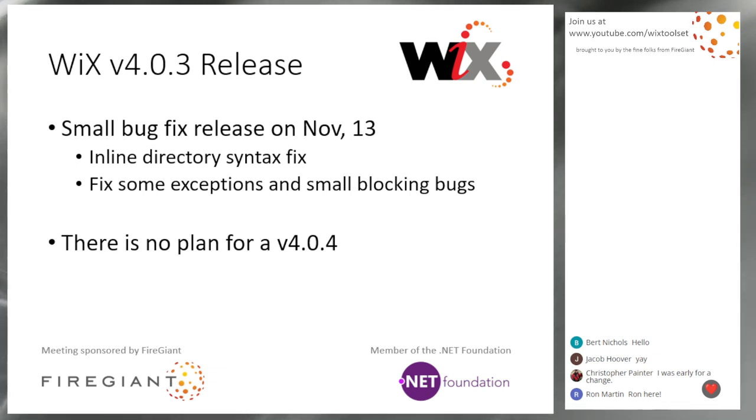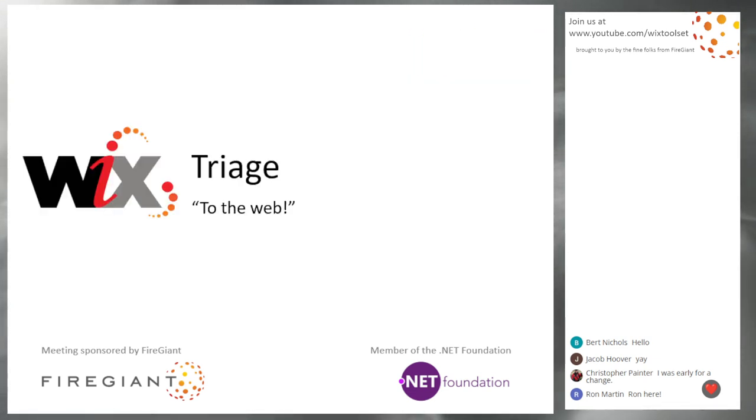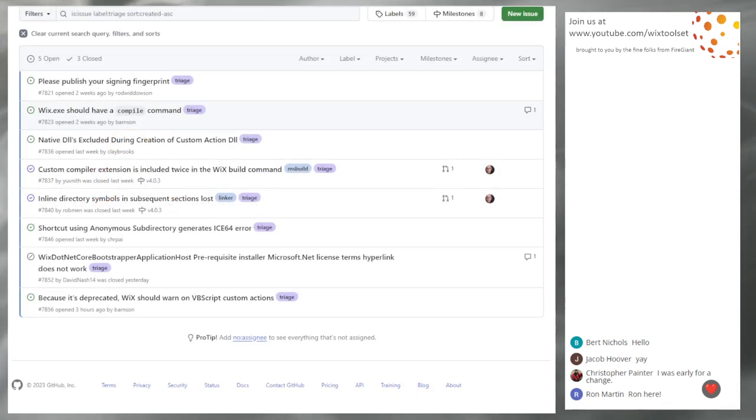All right, so that's 403. It's basically the bug fixes for blocking problems that were bad. So we'll now talk about triage, which will put stuff into the Wix 5 hopper. Bob, you ready? I'm ready. All right, here we go. A few things.